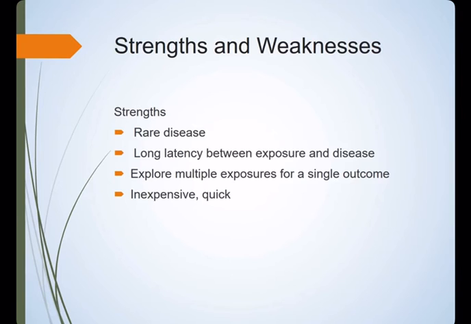The second strength is that there is a long latency between the exposure and the disease. Since there's a long latency, we can observe the association between long-term exposure and the disease. It can also explore multiple exposures for a single outcome, because we select the outcome as whether the participants have a disease and retrospectively obtain information on different types of exposure. It is also not that expensive, and we can do it very fast.